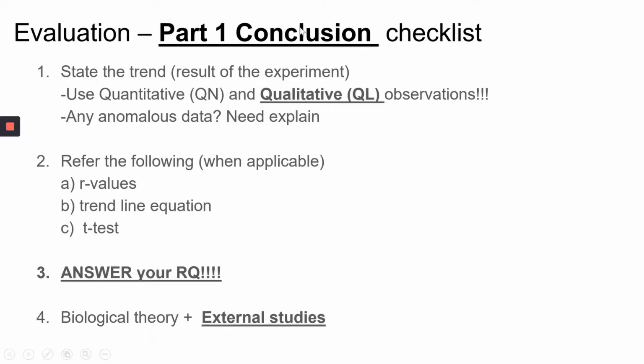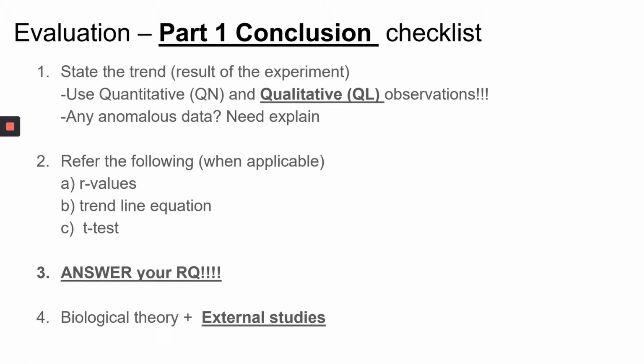Here is part one, the conclusion. Some of the key checklist items, and of course there are more details as well, but this is just an overall brief checklist. One of them is that you need to state the trend, the result of the experiment. I will highlight the qualitative part: a lot of students can describe what happens numerically or the overall trend, but they often forget to mention the qualitative observation.